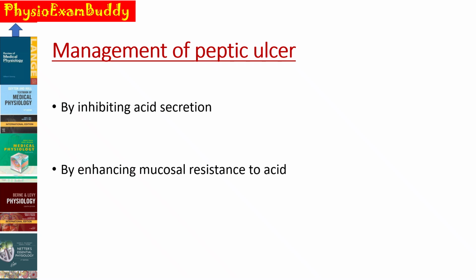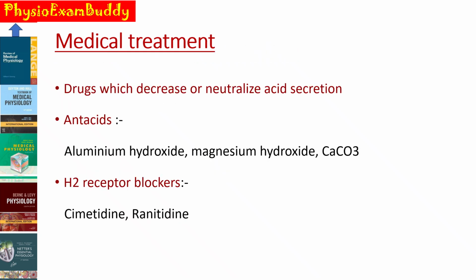Next, about the answer for the last question, list the management of the peptic ulcer. So the management is mainly aimed by inhibiting the acid secretion as well as by enhancing the mucosal resistance. That is enhancing the resistance of this gastric mucosal barrier to the acid. So the medical treatment first. First, we can use drugs which decrease or neutralize the acid secretion.